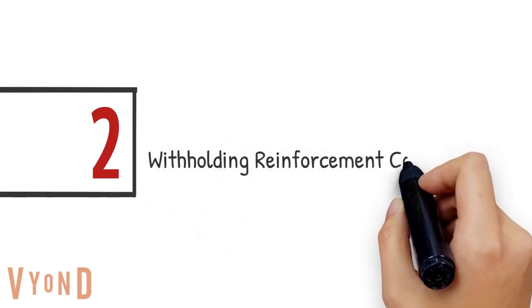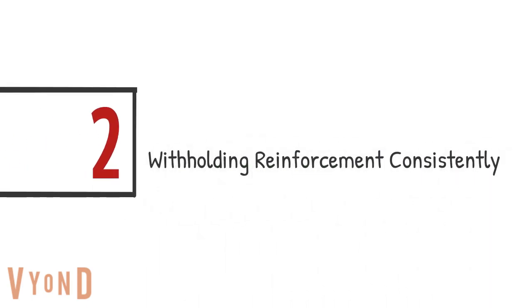The second is withholding reinforcement consistently. All behavior change procedures require consistent application, but consistency is essential and important for extinction. Consistency is the single most difficult aspect in using extinction, right? If one person is reinforcing the behavior and another person is not, we're going to maintain that problem behavior, and that's intermittent reinforcement.